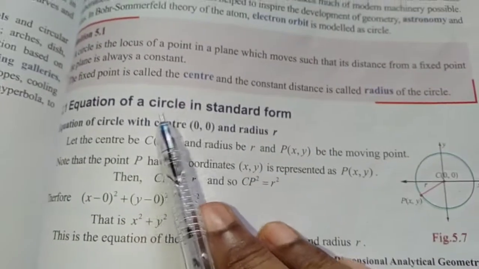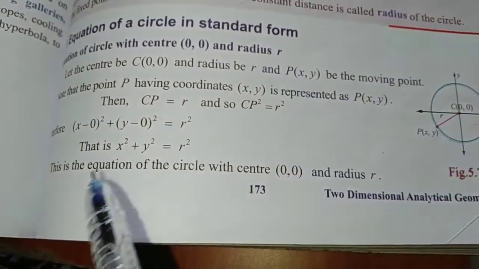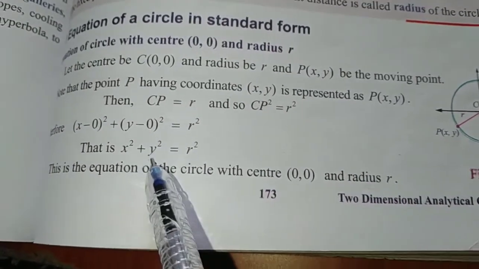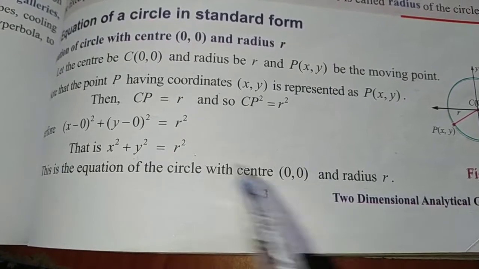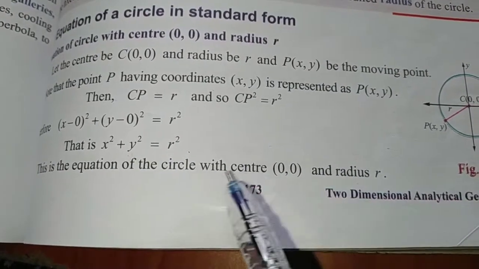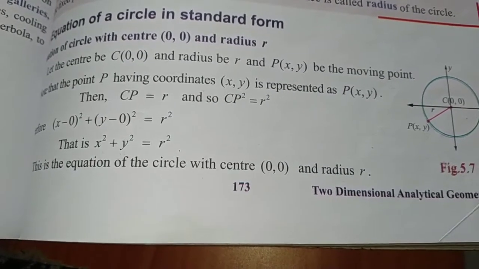First we are going to see the equation of the circle in standard form. Already you know the circle equation, x squared plus y squared equals r squared, the circle with center (0, 0) and radius r.